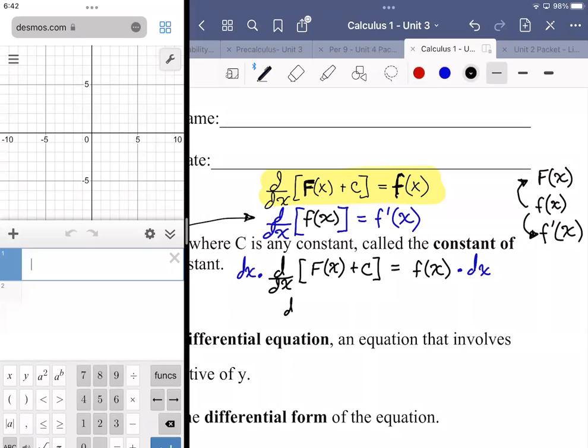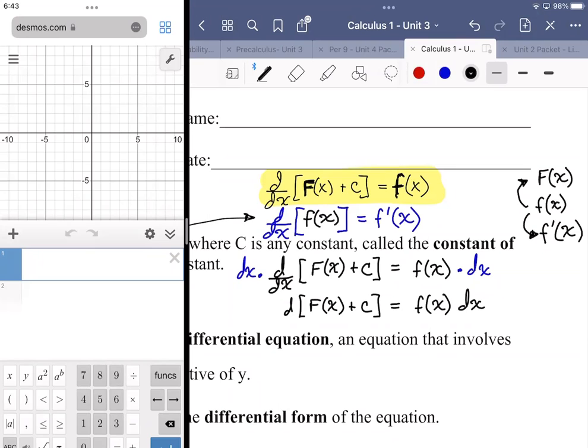So I would have d of capital F of x plus c is equal to f of x dx. All right. So this part is kind of strange in that in my next step, I would need to do something to kind of undo what's going on here, right?